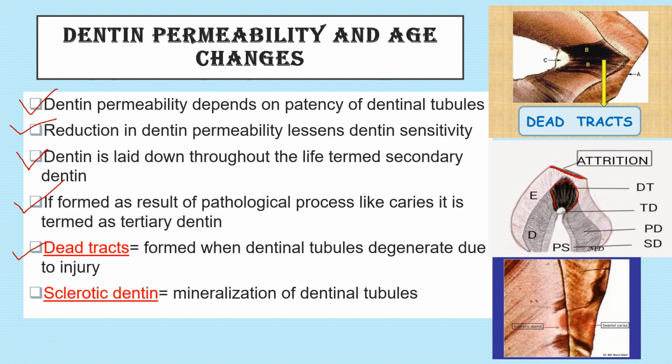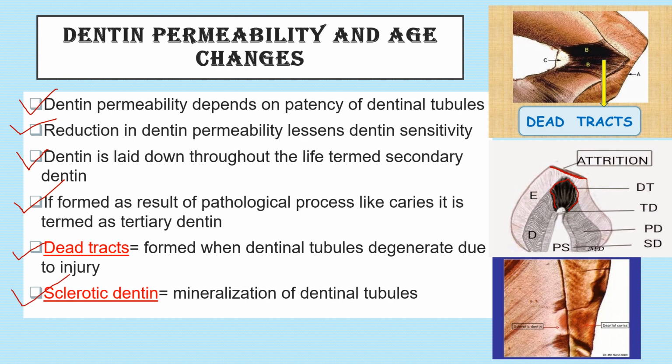So if, due to attrition, abrasion or any other pathological habit, the enamel wears off and the dentin is stimulated and the dentinal tubules get degenerated due to that stimuli, the dead tract is formed. Okay. And what is sclerotic dentin? It is mineralization of dentinal tubules. Sclerotic dentin means the mineral is deposited within the dentinal tubules.